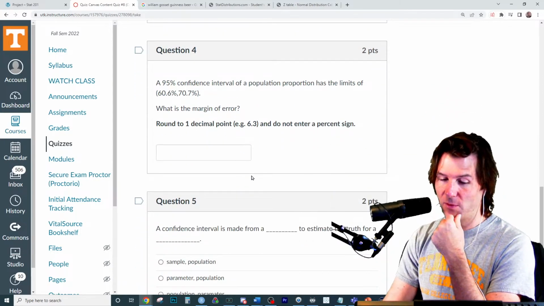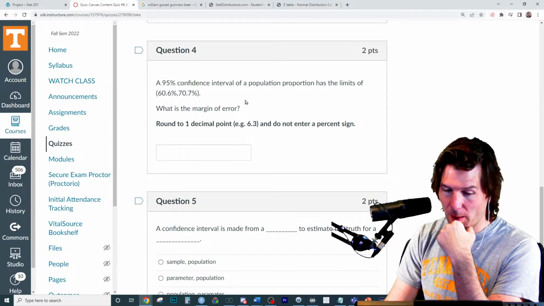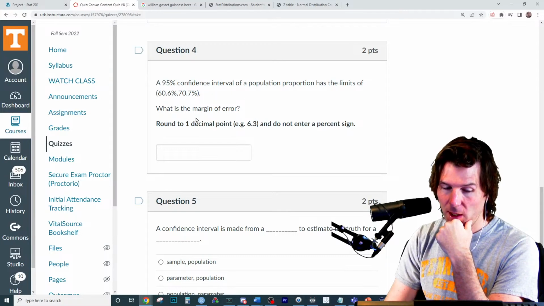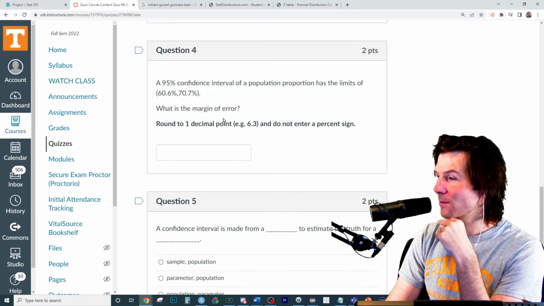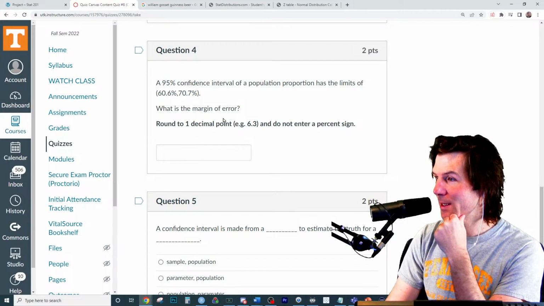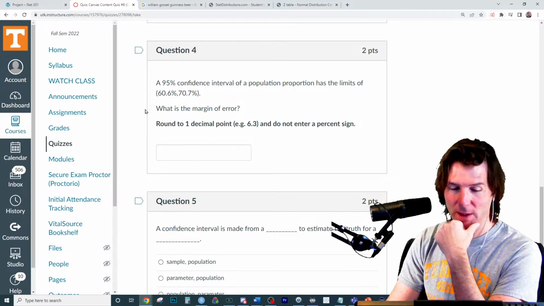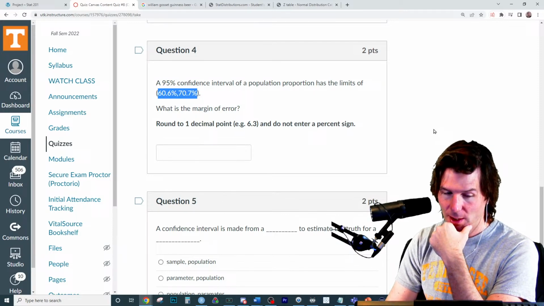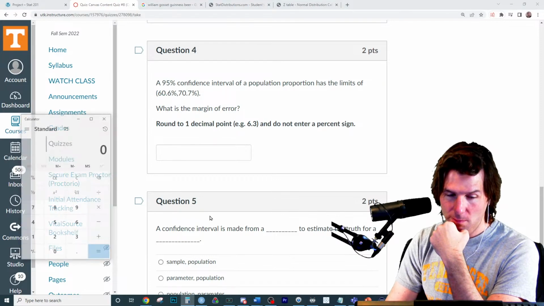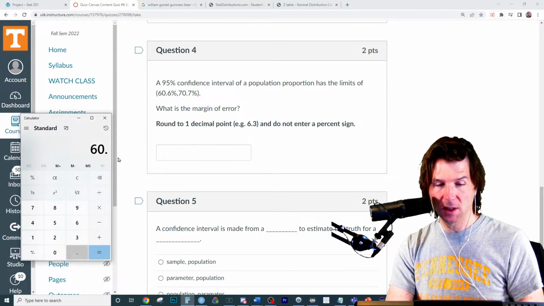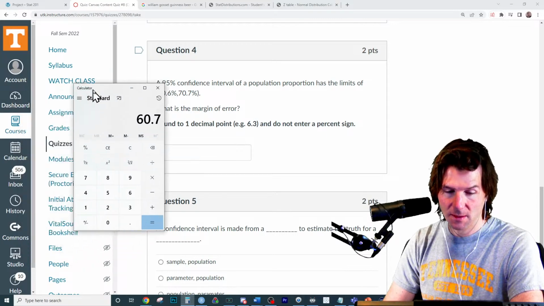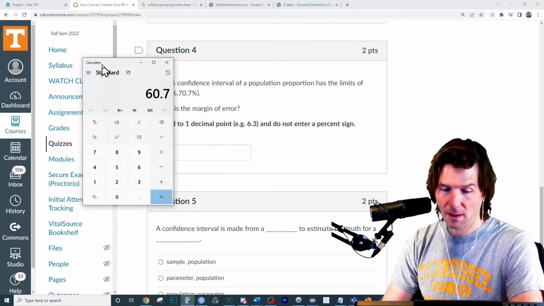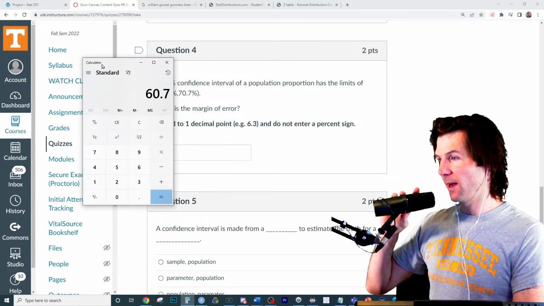A confidence interval for a population proportion has the limits of this and this. What is the margin of error? Can you do it? Oh, there's an interesting round on this one, and it wants it as a percent. I really wish, and I'll tell you why, I really wish the bottom of this interval was 60.7. What is the margin of error now?